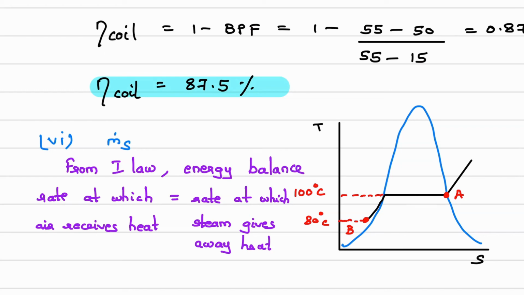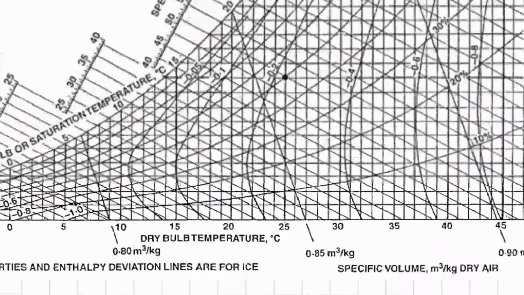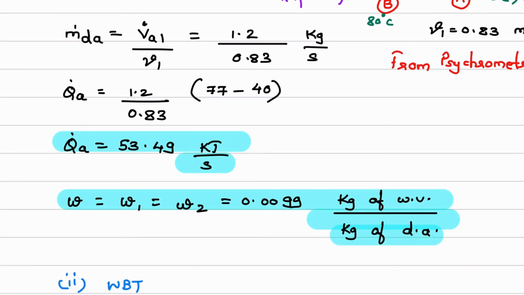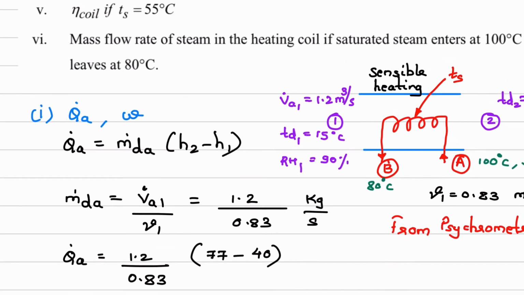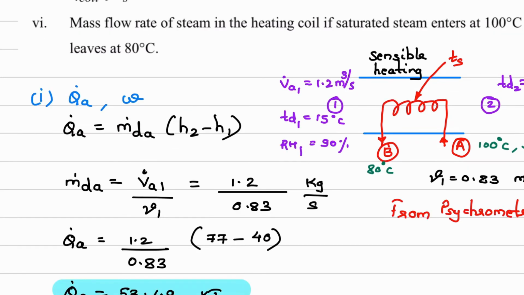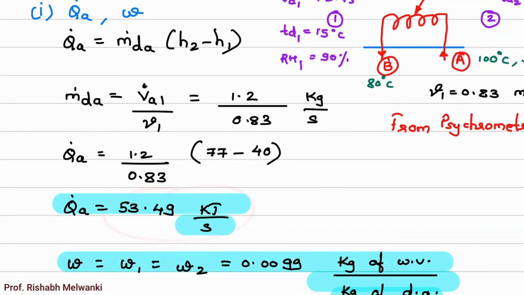What is the meaning of this statement? Understand that. We'll see the diagram and understand that part. If you observe that diagram, what statement we have written? Rate at which air receives the heat. Its temperature increases from 15 to 50. So that will be Q dot A, and that value we have already calculated. What is that value? 53.49. So left hand side value will be 53.49.